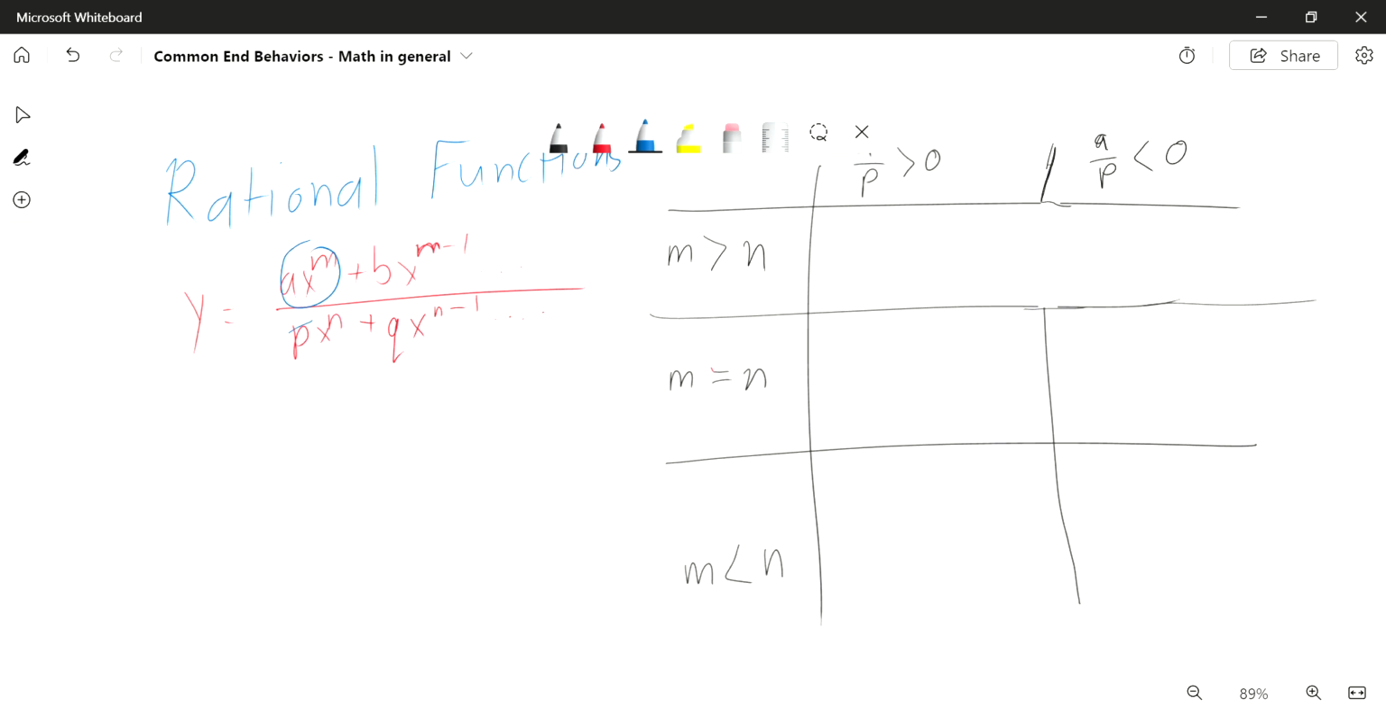Again, like what you did with polynomials, only look at the first term of the numerator and denominator. A and P represent leading coefficients, while M and N represent the degrees of the numerator and denominator. So, like with polynomials, you'll also need to compare the degrees and the leading coefficients. So if M is greater than N, so if this numerator's degree is greater than the denominator's degree, it's either going to go to infinity or negative infinity, in which case you just divide the leading term of the numerator by the leading term of the denominator and use the polynomial limits above to find the end behavior of it.